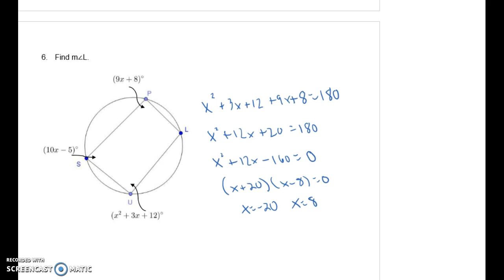So if I'm going to find S, I want to plug that in. 10 times 8 is 80. Take away 5, I get 75 degrees. And then angle L is the supplement to that. So 180 minus 75 is 105 degrees. Okay? So again, inscribed angles, half the arc, and then we have all those different relationships related to those inscribed angles.